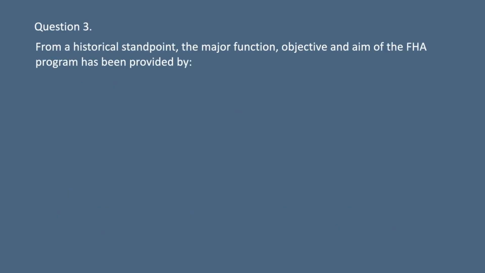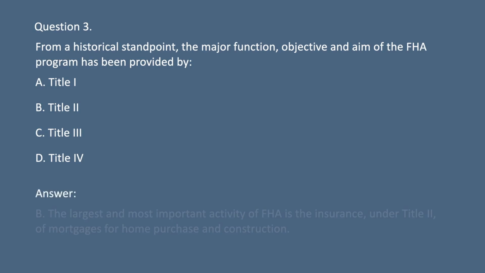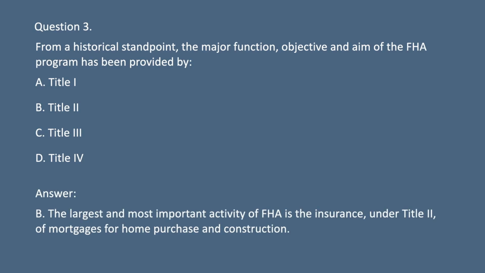Question 3. From a historical standpoint, the major function, objective and aim of the FHA program has been provided by A. Title I. B. Title II. C. Title III. D. Title IV. Answer: B. The largest and most important activity of FHA is the insurance, under Title II, of mortgages for home purchase and construction.